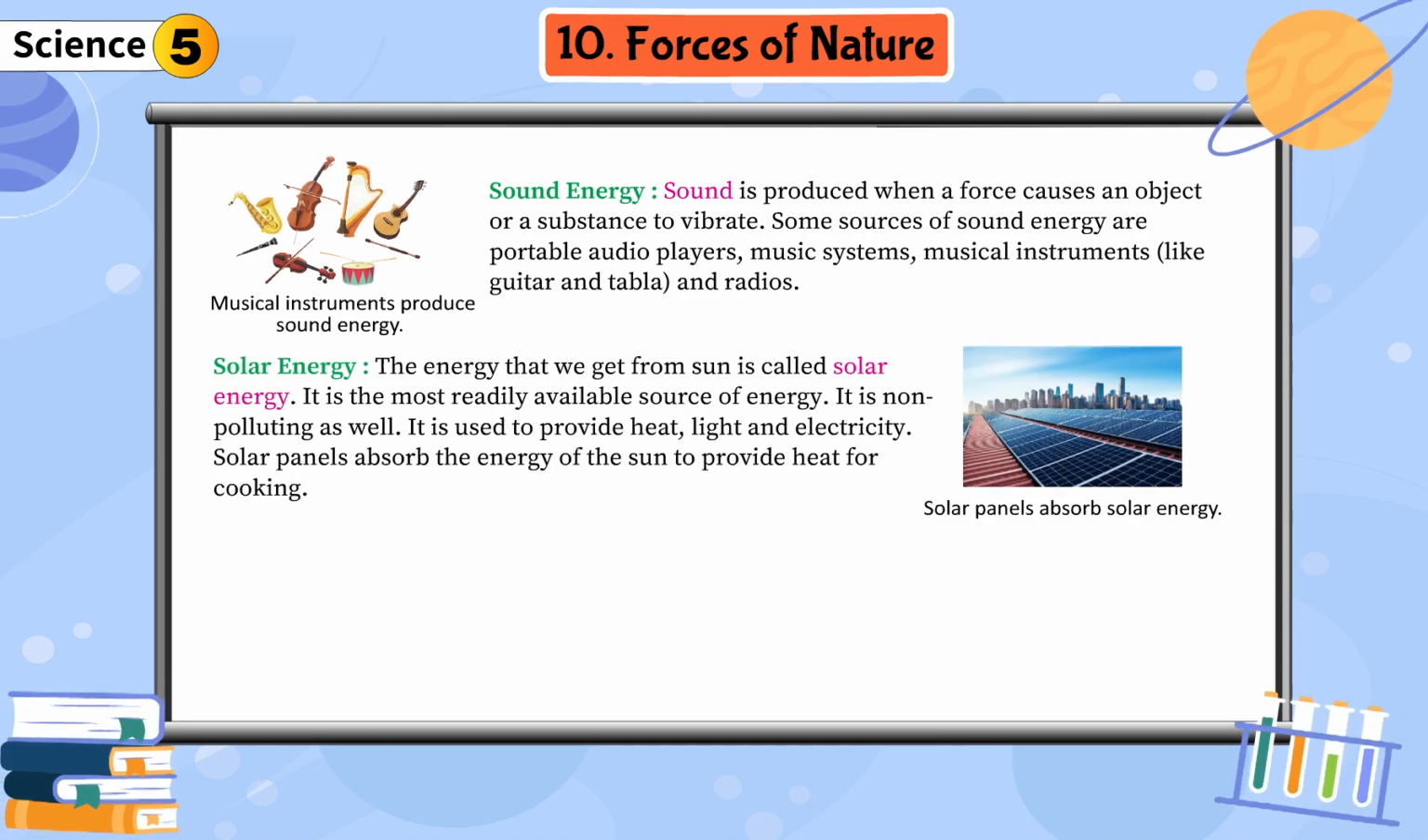Solar energy. The energy that we get from sun is called solar energy. It is the most readily available source of energy. It is non-polluting as well. It is used to provide heat, light and electricity. Solar panels absorb the energy of the sun to provide heat for cooking.